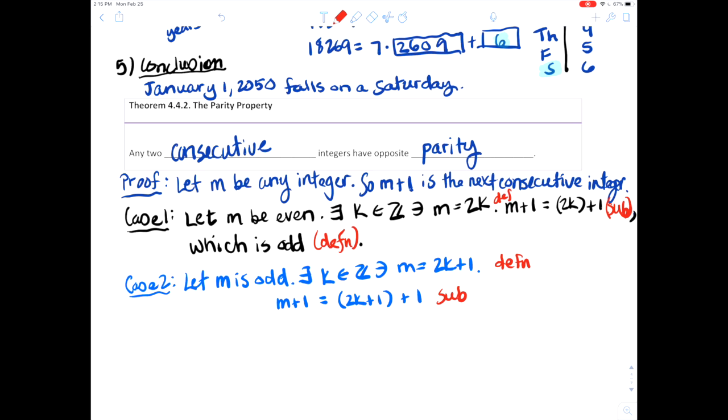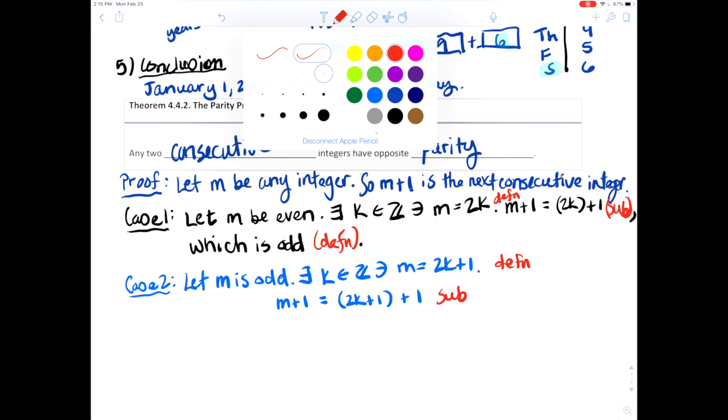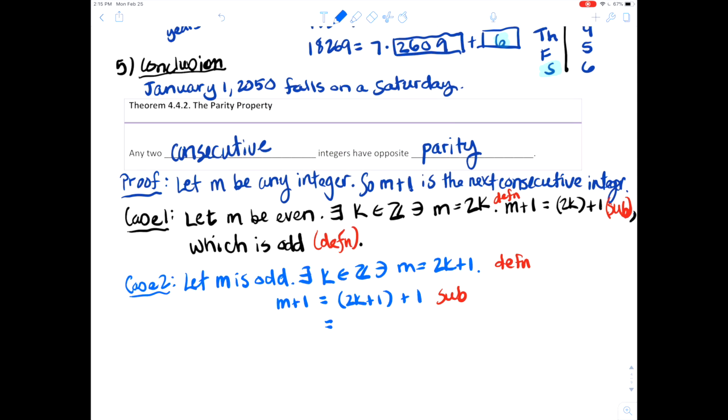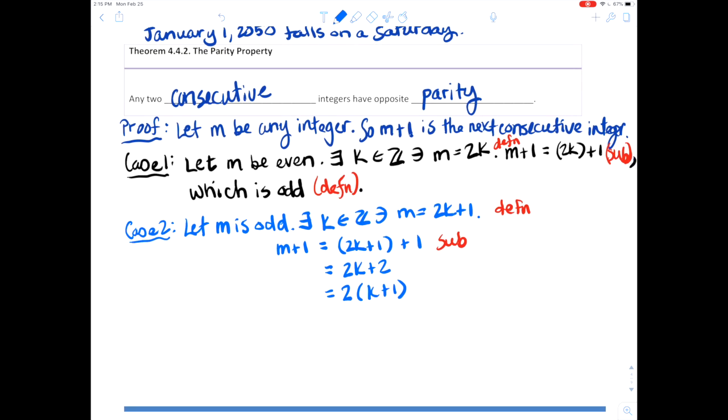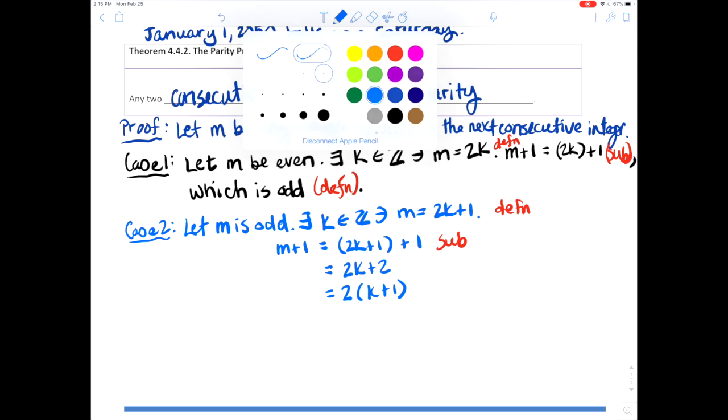and here maybe. And then, all right, so now this is equal to, using some algebra, 2k plus 2. And then aren't the set of integers distributive? So we end up with 2 times k plus 1. So now all we have to do is show that k plus 1 belongs to the integers, because then we know we have an even.